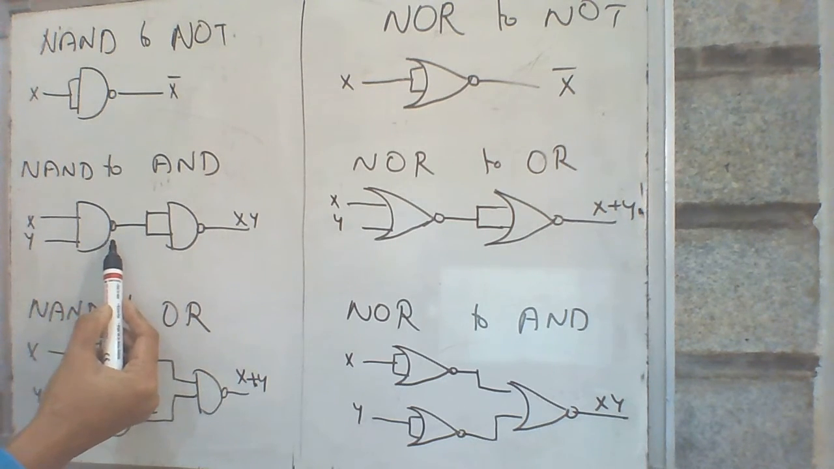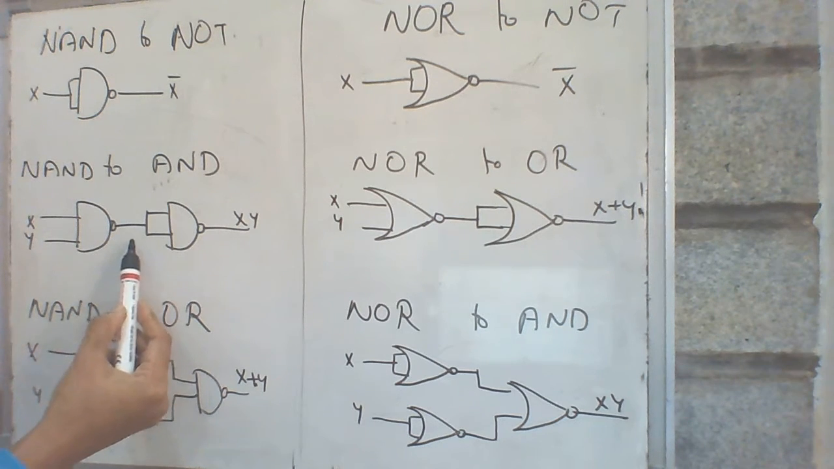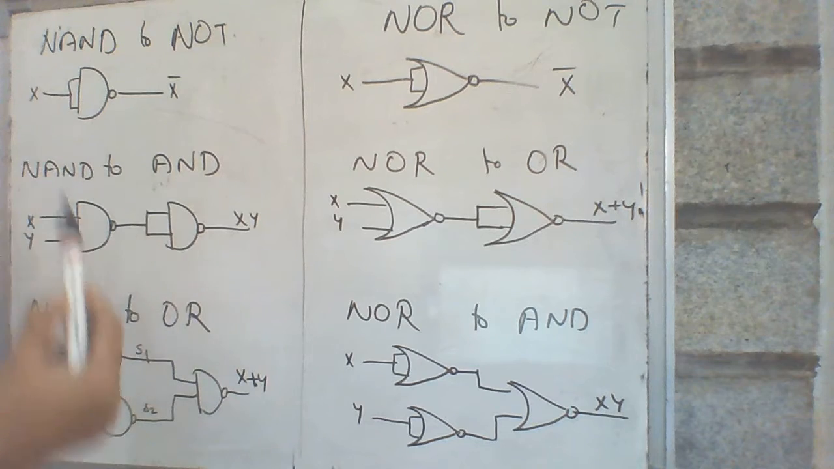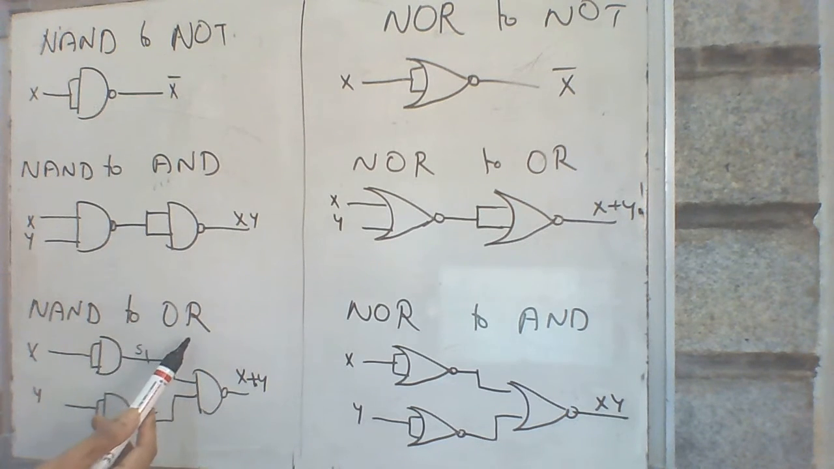How many NAND gates are required? 2 NAND gates are required to design AND gate. Then NAND to OR gate. For designing OR gate, how many NAND gates are required? 3 NAND gates are required. 3 NAND gates are required to design OR gate.